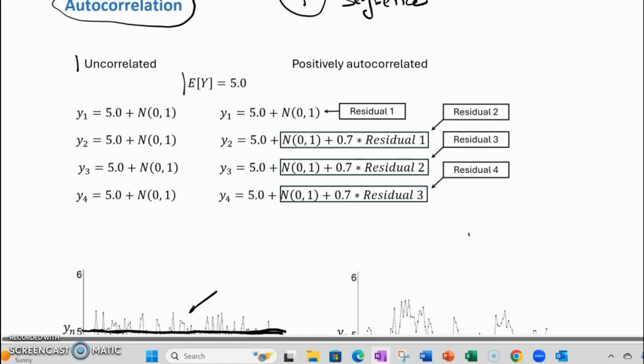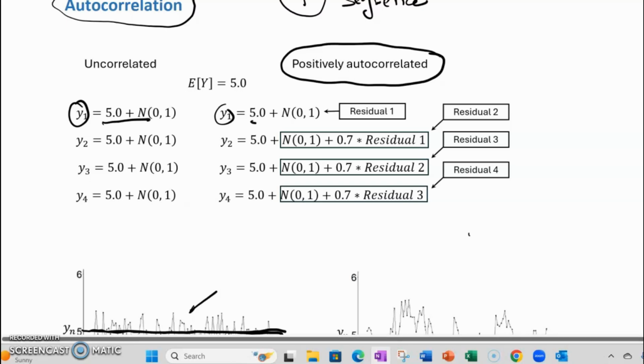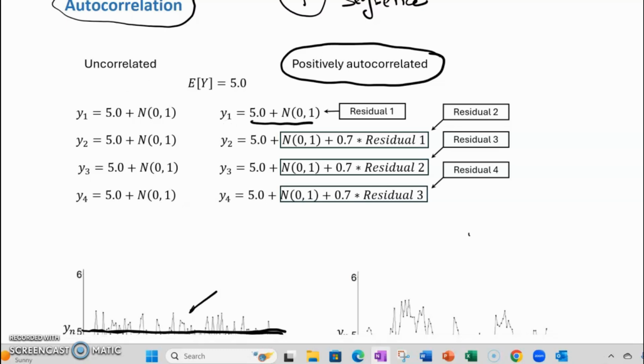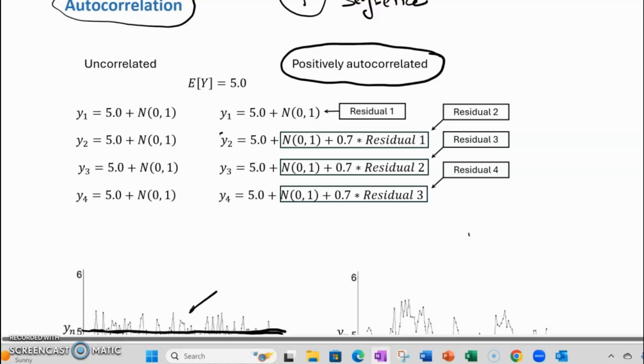Now what I'm going to do is simulate a positively autocorrelated sequence of y values. The first y value, y1, is going to be obtained exactly the same way as was the case here. But for y2 and all subsequent values of y in this sequence, things are going to be different. For y2, begin with the expected value, add a little bit from a normal distribution with mean 0 and standard deviation 1, and then there's going to be this third component that consists of 0.7 times the first residual, where this is the first residual.